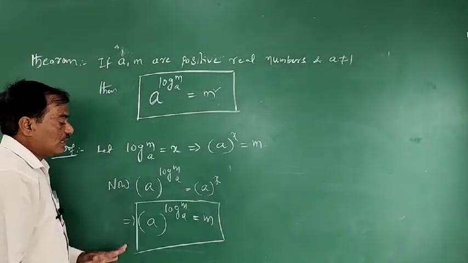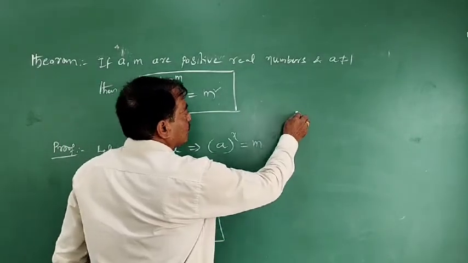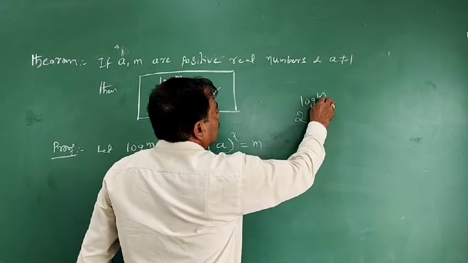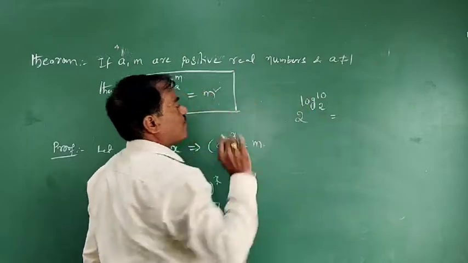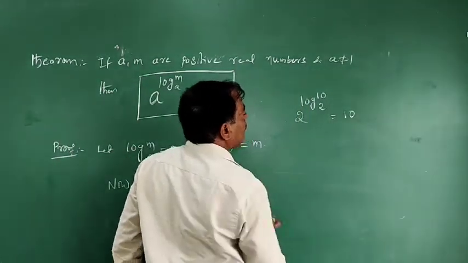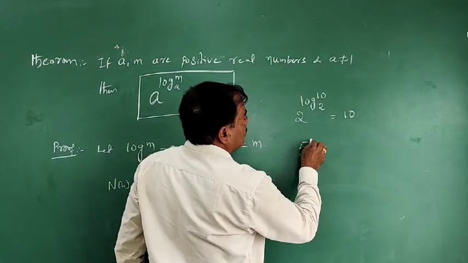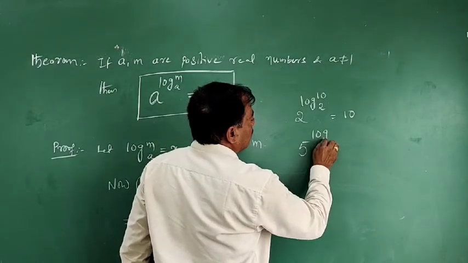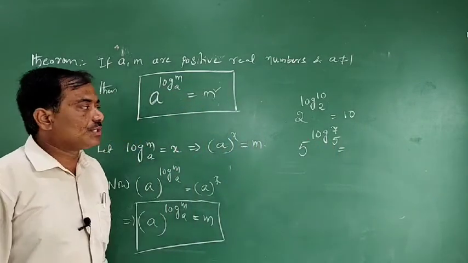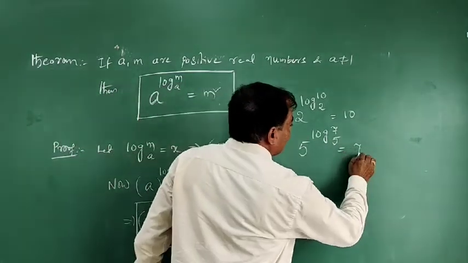Now, a simple thing, we are taking one example here. 2 to the power of log 10 to the base 2. What is this value? This is very simple. This is equal to 10. And 5 to the power of log 7 to the base 5. What is this value? This is equal to 7.